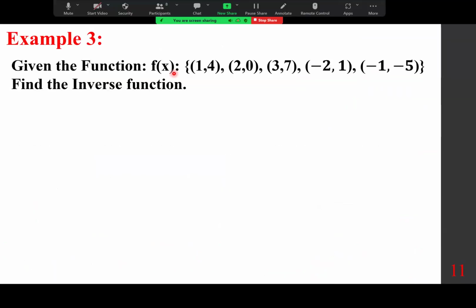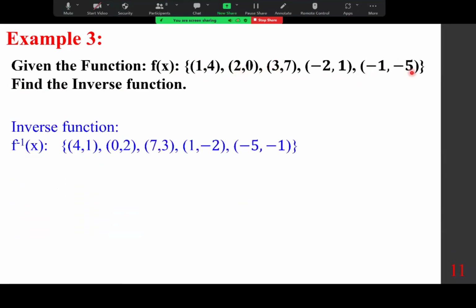Given the function f of x: (1, 4), (2, 0), (3, 7), (-2, 1), (-1, -5), find the inverse function. All you have to do is interchange x and y. For example, this becomes (4, 1). This becomes (0, 2), all the way to the end. So f inverse: (4, 1), (0, 2), (7, 3), (1, -2), (-5, -1).